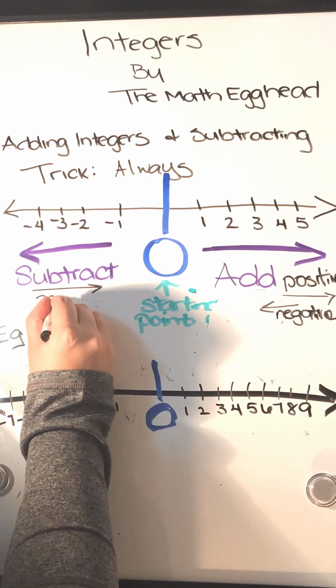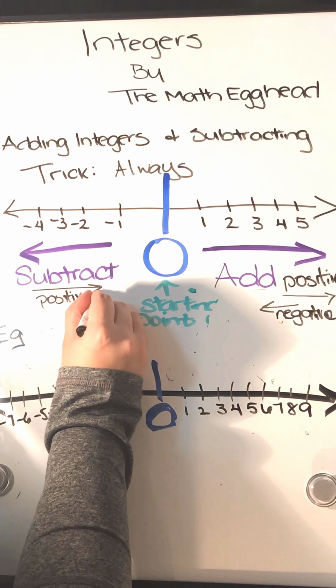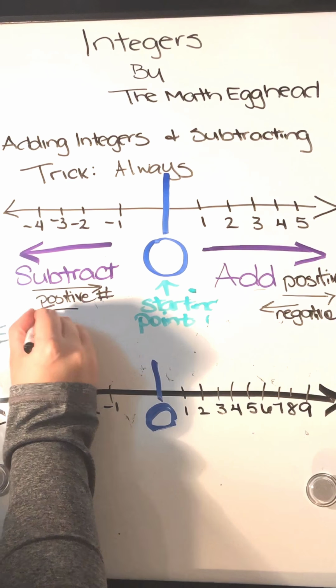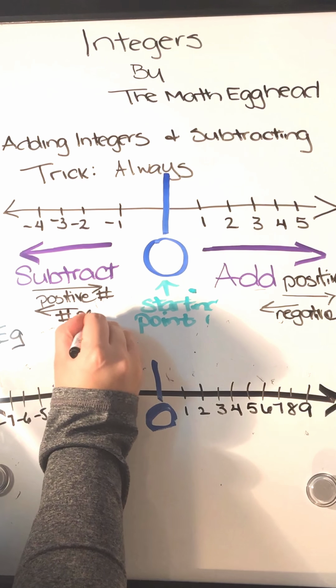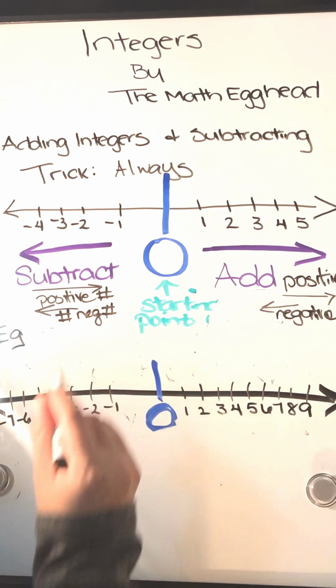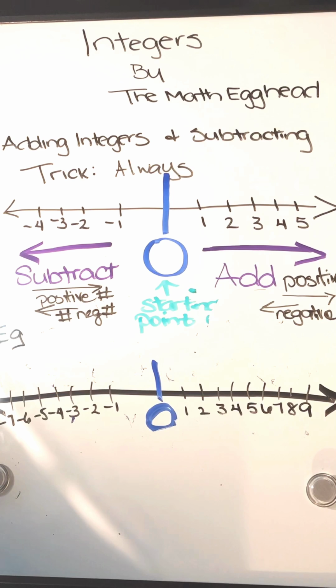Pause the video and write this rule down, or write at least the number line so that you guys can visually have that. So you guys don't have to always keep rewriting the rules or the number line. You can just take a quick glance and see exactly which direction you should be going.